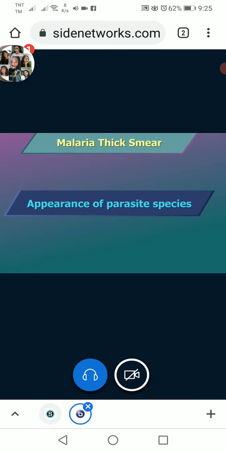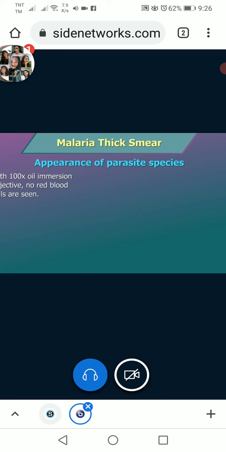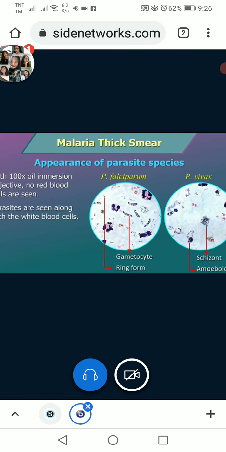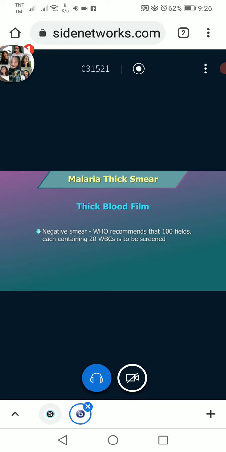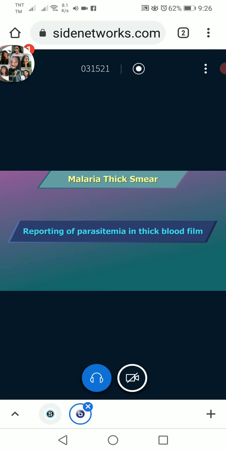Appearance of parasite species. In a thick blood film with 100x oil immersion objective, no red blood cells are seen. The malarial parasites are seen along with the white blood cells. However, the parasites appear to be smaller in the thick film than in the thin blood films. The fine rings of cytoplasm of the trophozoites may appear incomplete or broken in thick blood films. WHO recommends that at least 100 fields, each containing approximately 20 white blood cells, be screened before calling a thick smear negative.